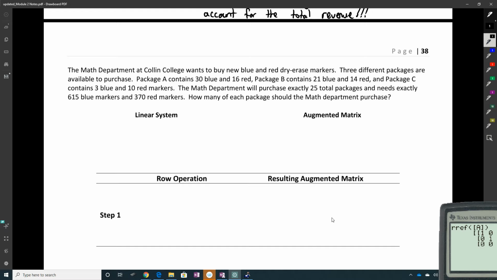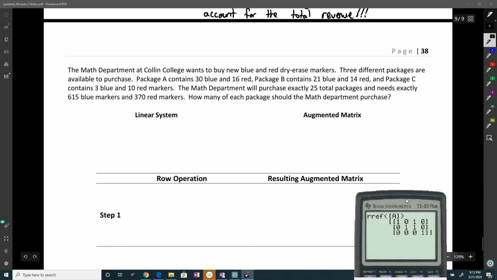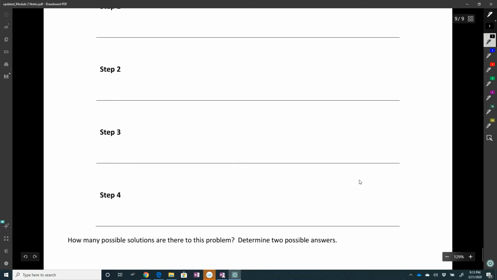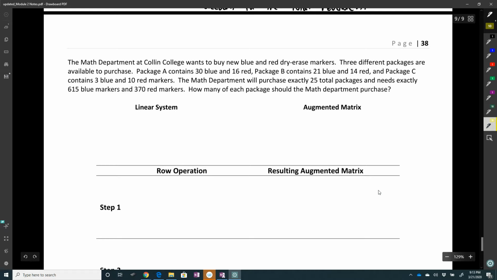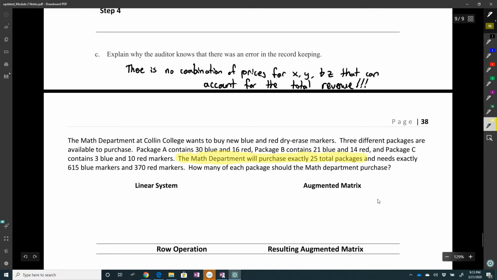So, this one I'm going to go ahead and do it all the way, to give more practice with the row ops. There's not that many row ops. But anyway, we can look at the easiest thing to decipher: 25 total packages. So that means what are the unknowns? The unknown is packages.